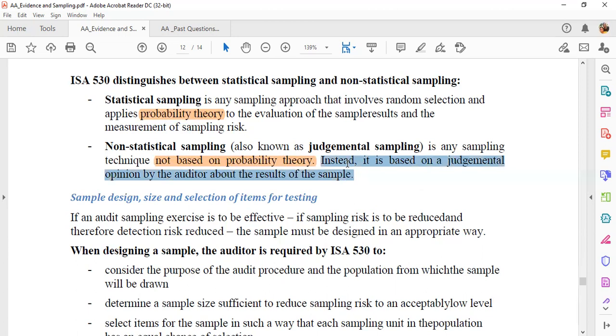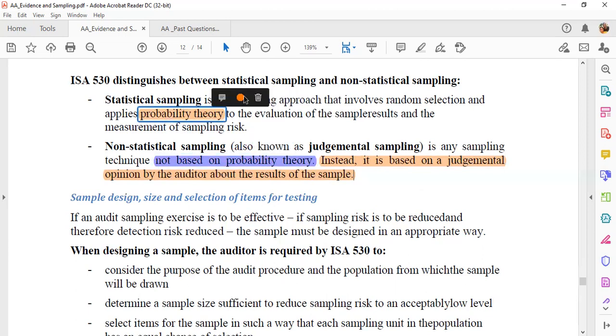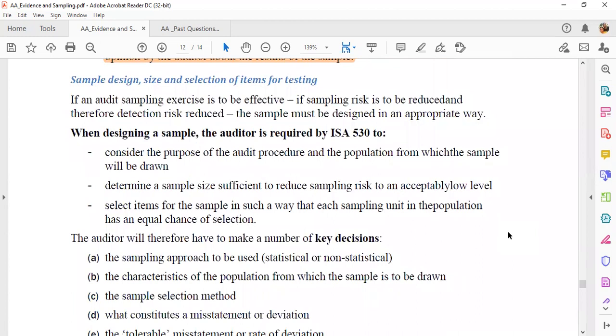So please don't forget, the key thing here is probability. What differentiates statistical sampling from non-statistical sampling is probability. In statistical sampling, we apply probability theory. In non-statistical sampling, we do not apply probability. So when you are designing your sample, the sample size, the design, and the selection of items for testing.